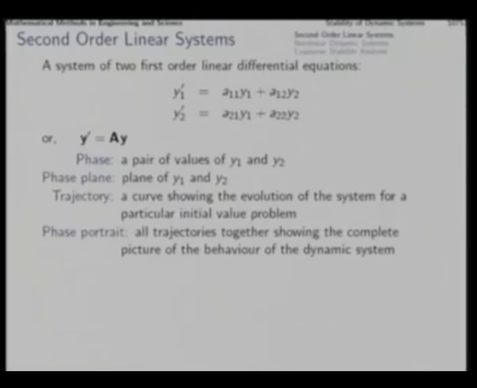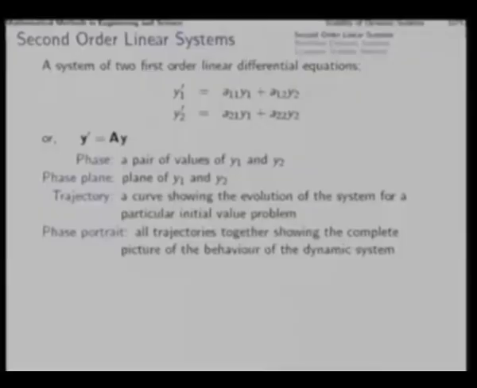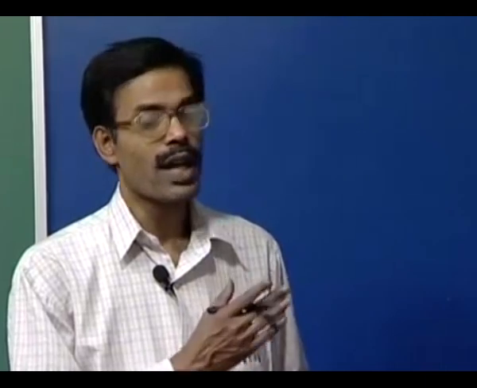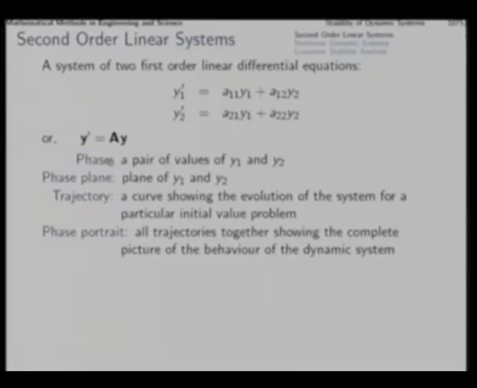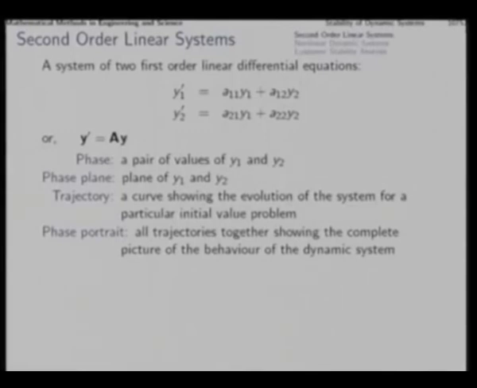In the case of second order systems, a lot of terminology got developed when this entire study was in the hands of people who were primarily physicists, and quite a few words related to phase have entered into the jargon. So, in this kind of a situation, phase means a pair of values of y1 and y2, that is actually the state, what we otherwise call state. So, one value of y1 and one value of y2 consists of one state of the system, and in this discussion quite often it is also referred to as phase.